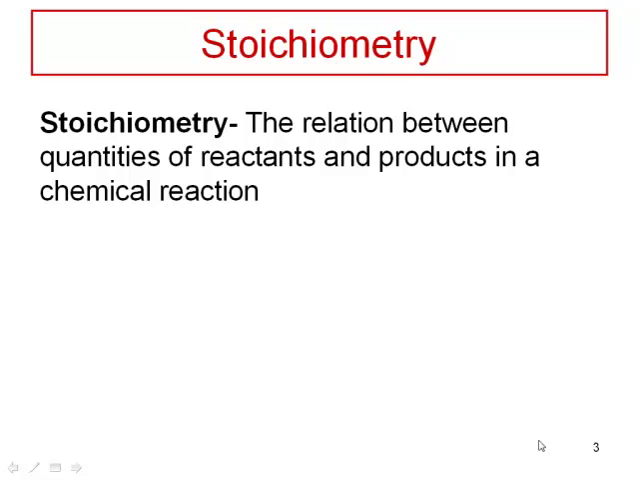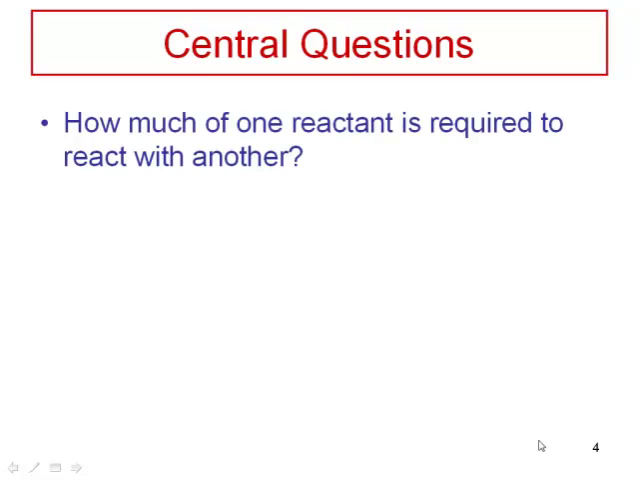The definition is the relationship between the quantities of reactants and products in a chemical reaction. Not only are we interested in what kind of reaction will happen, we're interested in how much product we're going to get and how much of the reactants will be left over. That sort of thing in chemistry is going to consume us the entire year. These are the kinds of questions we're going to answer in Chapter 5.